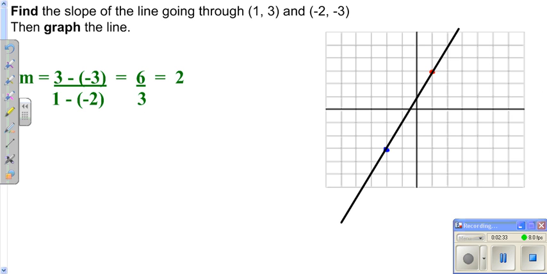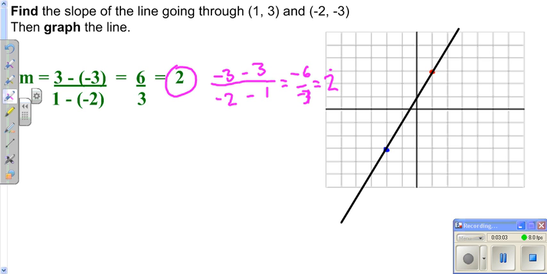Now, some of you might be wondering, aren't you supposed to do it the other way? Well, suppose we did take this y value minus this y value over this x value minus this x value. You would get a negative 6 over a negative 3, which is also a positive 2, so you get the same slope either way. The order in which you do it, the green or the pink, does not make a difference. You'll get the same answer either way.